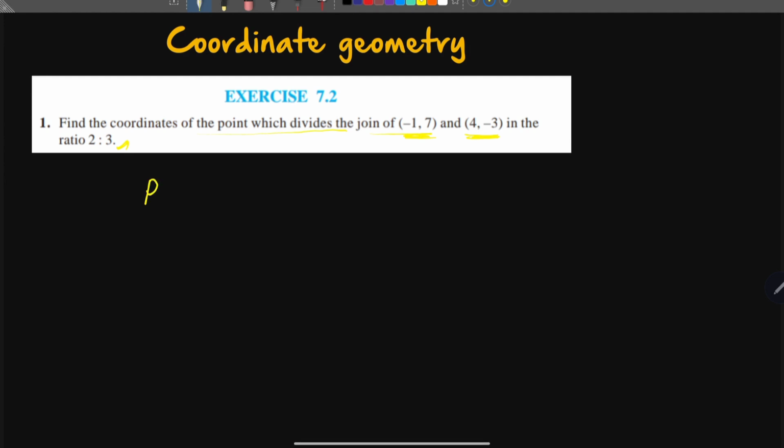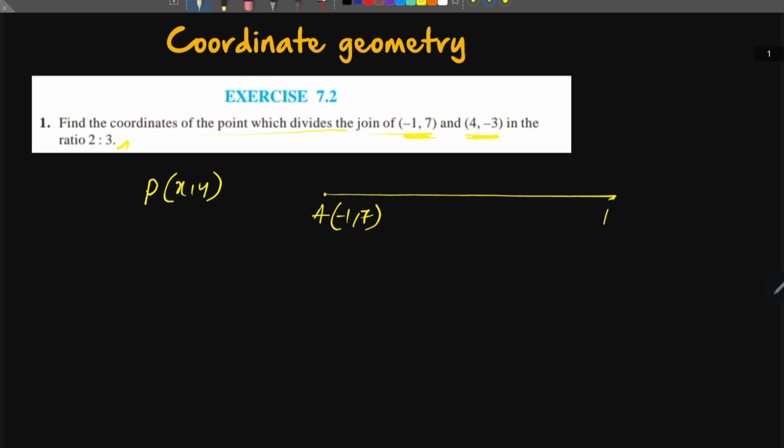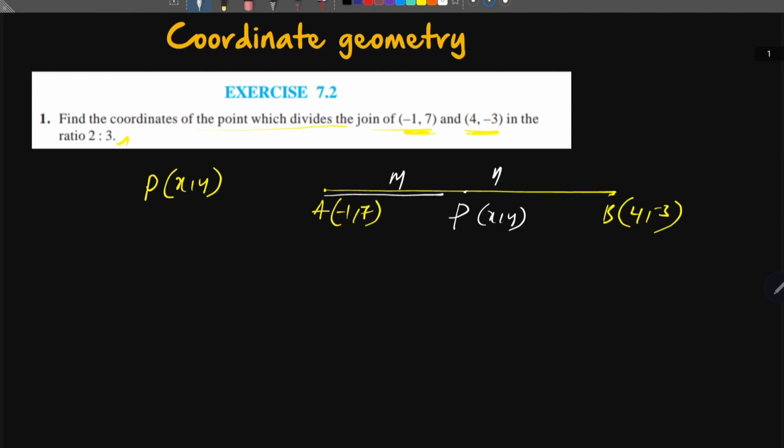So now I'll write the section formula. Let us imagine P(x, y) is the section point as per the question. Imagine A is (-1, 7) and B is (4, -3). There is a section point P somewhere in between A and B. That point is (x, y), and this point P divides the given line segment in the ratio m:n, with A to P as m and P to B as n. So this can be written as the ratio m:n.